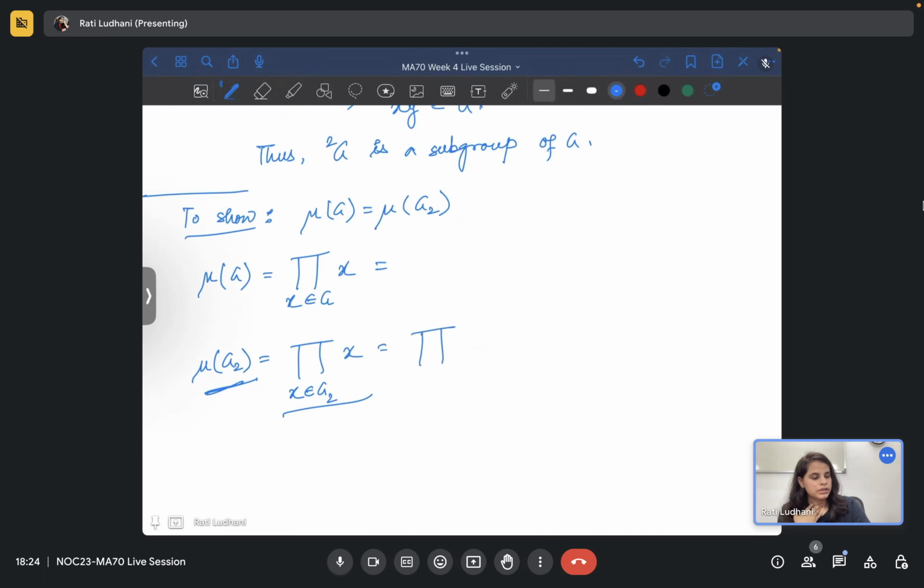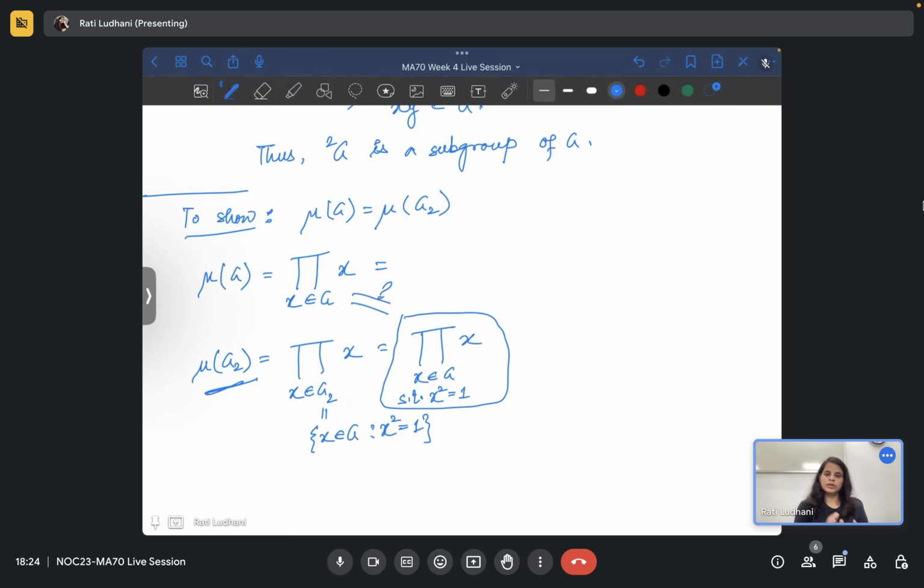Okay, so what does this mean? Now what is G2? G2 is all the elements of G such that x square is equal to 1, right? So what can I do? I can write it as x belongs to G such that x square is equal to 1. So this is what we need to prove: this is equal to this. So basically we need to shrink this product to just the elements whose square is 1. Okay, so can you suggest anything?